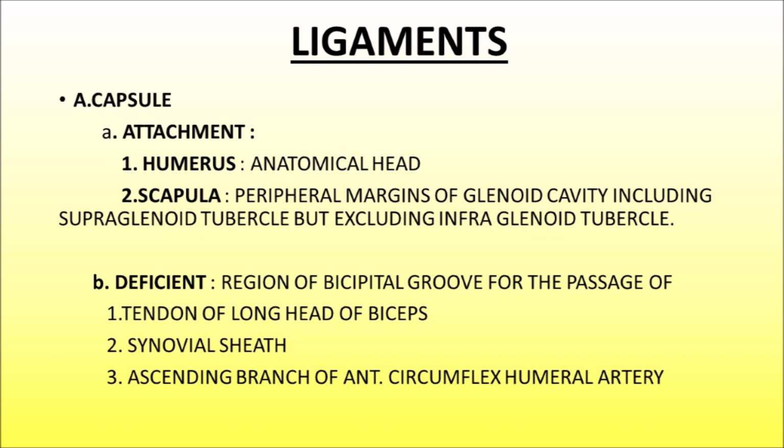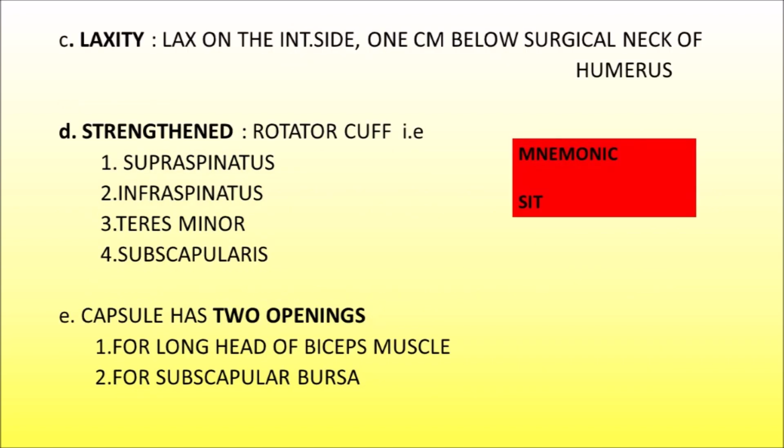Because of the passage of the tendon of the long head of biceps, the synovial sheath and the ascending branch of the anterior circumflex humeral artery, it is deficient in the region of the bicipital groove. Now let us move on to laxity. What does laxity actually mean?